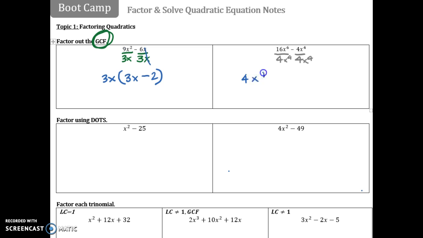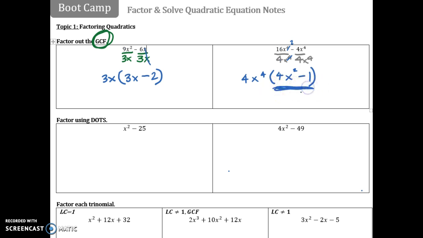After you take out your GCF, then you write it out front, and then you have parentheses. 16 divided by 4 is 4x, and then 6x is on top, 4x is on bottom, so you're going to be left with 2 total, minus 4 divided by 4, and x to the 4th and x to the 4th totally cancel out, so you're left with a 1.